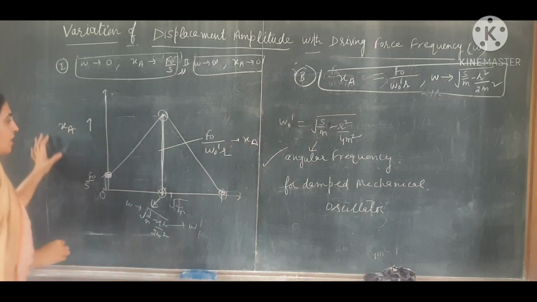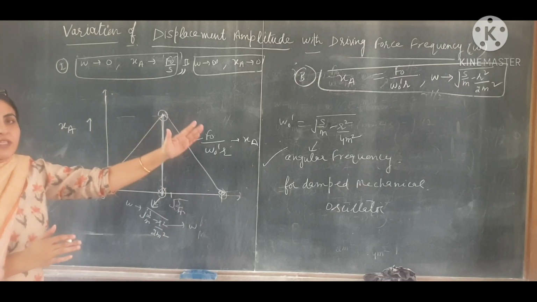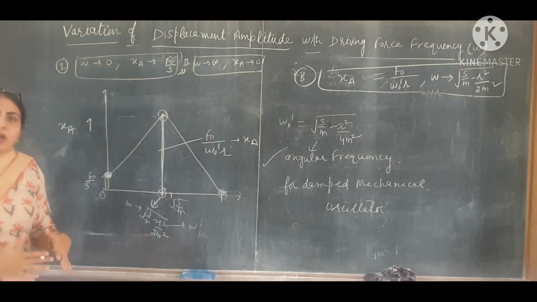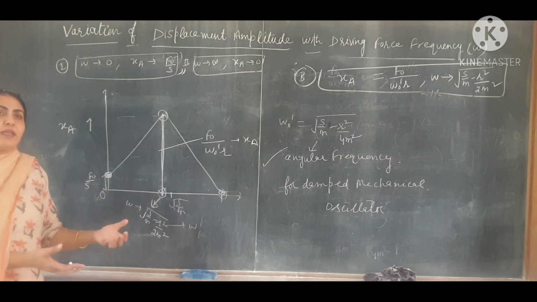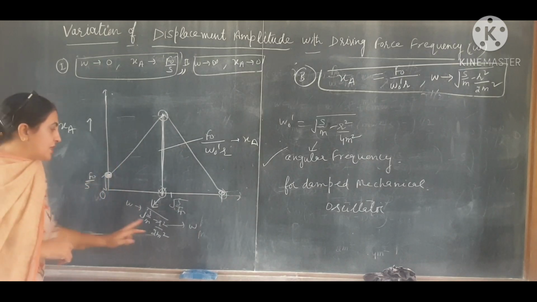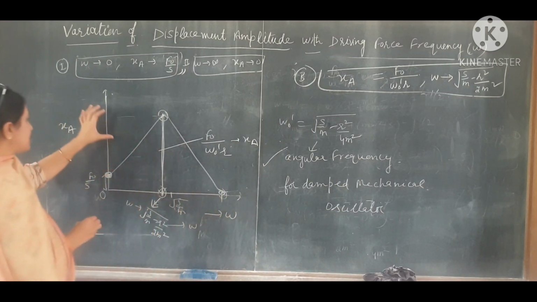Clearly? So when you have to find the variation between two physical quantities, you have to plot a graph between these two. One is independent and the second depends upon that. So this is the independent variable, that is frequency, and this is dependent.